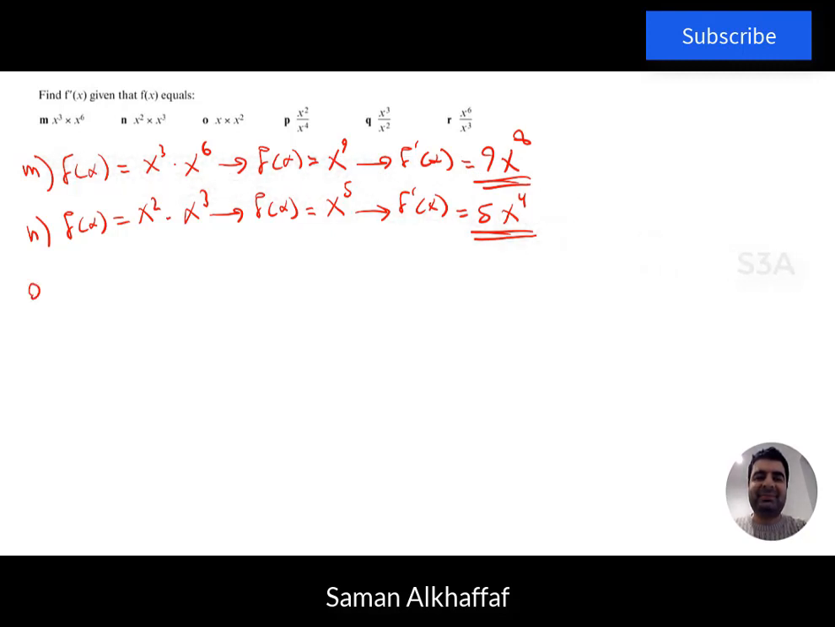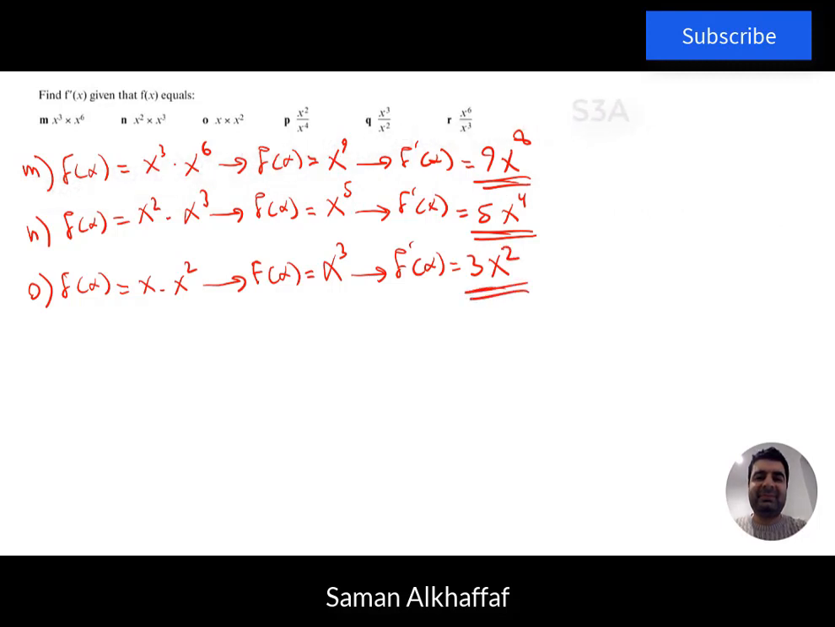For part O, we have a function of x being x multiplied by x squared. So when they're the same terms multiplied by each other, that means the powers will be added. So that will give us function of x being x to the power 3. So now to find the derivative, we take the power as it is, which is 3, and we have x to the power 3 take away 1, so that will give us x to the power 2, and this will be our answer for part O.